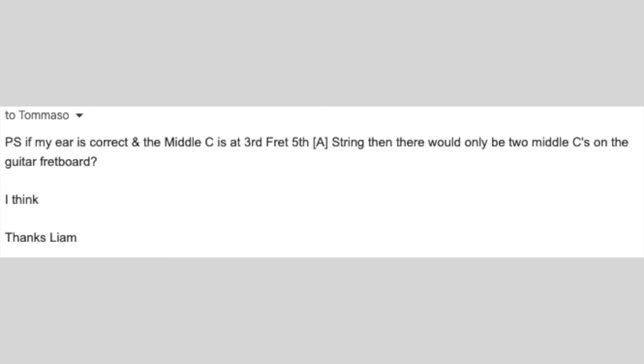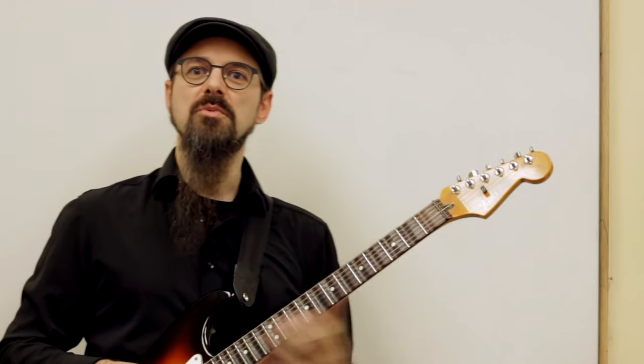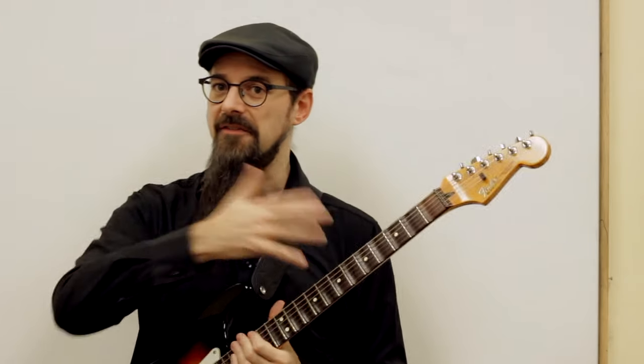I have a great question about the middle C on guitar. If my ear is correct and the middle C is the third fret of the fifth string, then there would only be two middle Cs on the guitar fretboard, I think. So which one is the middle C? We know that we can play several Cs on the guitar.